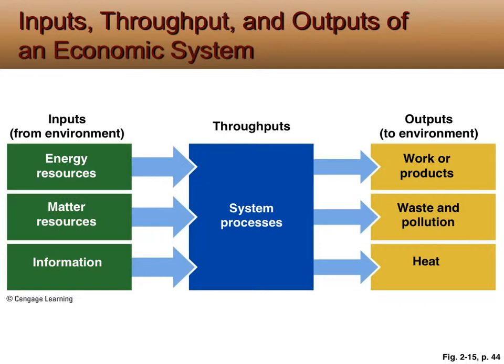Not sure what kind of information goes into it, but live with it. Throughputs are system processes. What that river does on a daily basis is create glucose and oxygen, and it supports life. What do we get out of it? Well, the outputs are the glucose and the oxygen. Unfortunately, a lot of times in our systems, we do get waste and pollution.